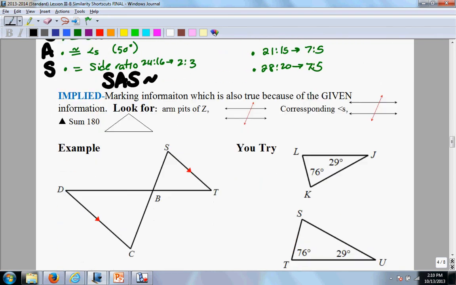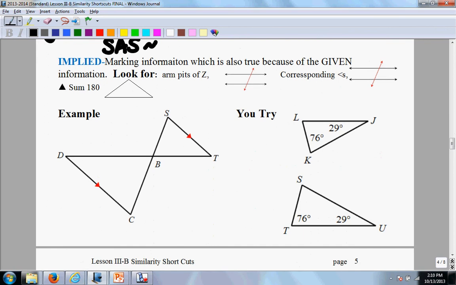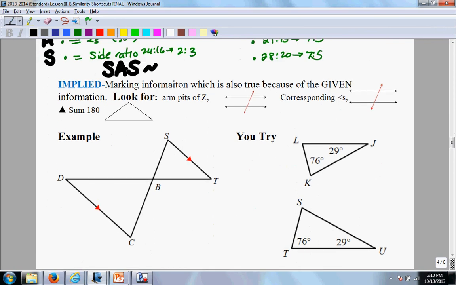Now, implied. Implied is information that is true because of the given. Because you have given information, you ask yourself what also is true. You want to specifically look for these 3 things when you're dealing with implied. The first and most important is when lines are parallel, you're going to look for armpits of the Z, better known as alternate interior angles. And these, of course, are congruent.